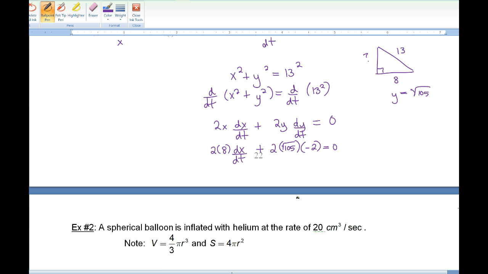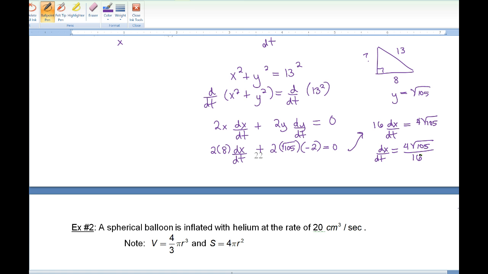Okay. Wait, I got lost. Why did we take the derivative in the first place? So always take the derivative. So we want to find dx/dt. Okay, the whole point with related rates is that we're taking the derivative with respect to time, because this was a negative here. So when I moved it over, it became positive.